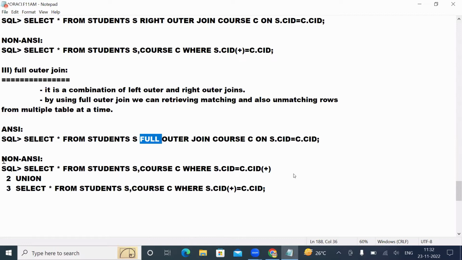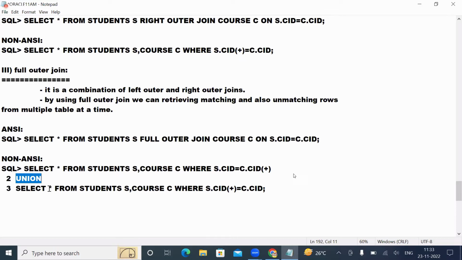Whereas in the non-ANSI format, what we implemented here is the union operator. That's why I'm saying basics are very important. In future, the main concepts, operators, functions, the basics that we discuss, are very important for us.